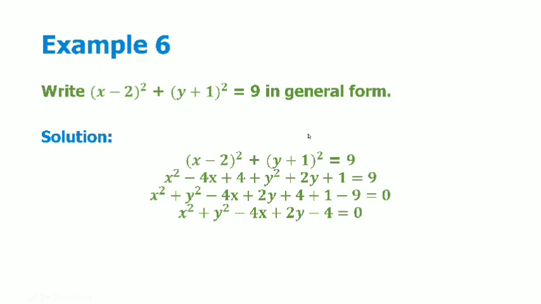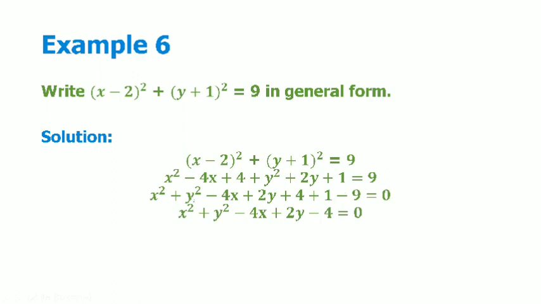Okay, sixth example. Write the quantity (x minus 2) squared plus the quantity (y plus 1) squared equals 9 in general form. So first step of the solution, write the given first and then expand the square of the binomial. So we have here (x minus 2) squared becomes x squared minus 4x plus 4. And then (y plus 1) squared becomes y squared plus 2y plus 1 equals 9.